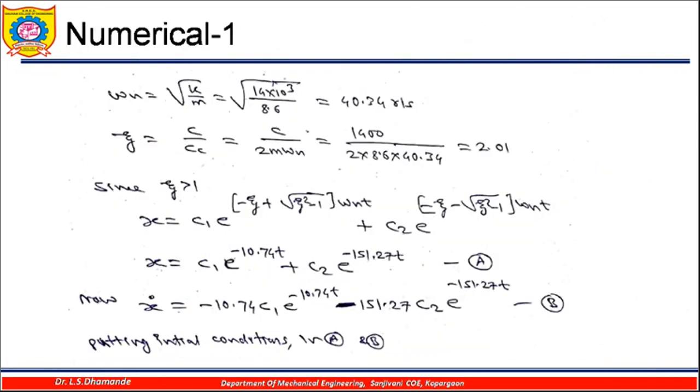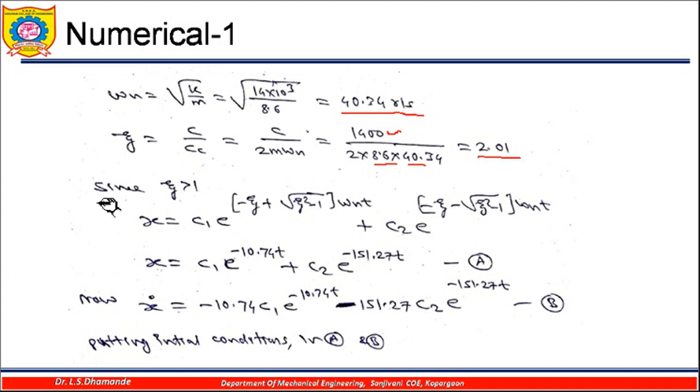So let us first find out the natural frequency by using the K and M. So K is 14 into 10 to the 3 and M is 8.6, so you will get 40.34 radian per second as the natural frequency of this, okay, and then find out the zeta, which is given by C by Cc, that is damping coefficient. So C upon 2m omega n, Cc value is 2m omega n. So we have this value of C 1400, 2m is 8.6 and omega n is 40.34. So you will get this value of zeta as 2.01, since zeta value is 2.